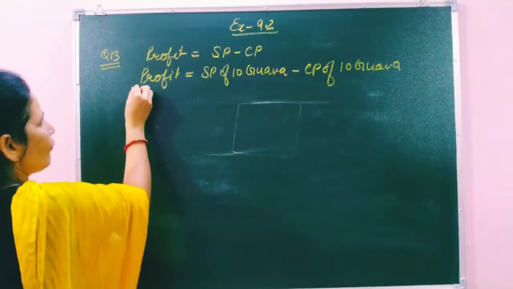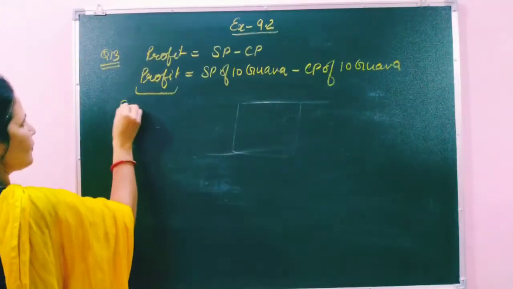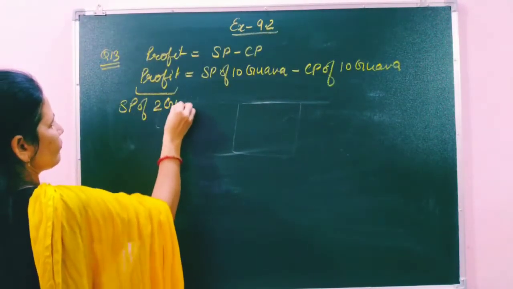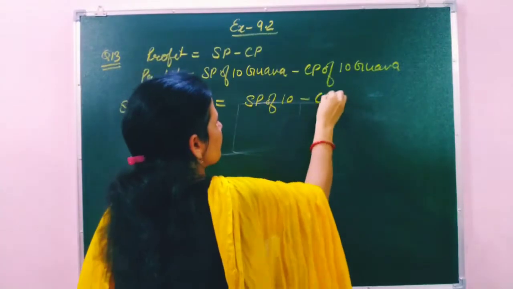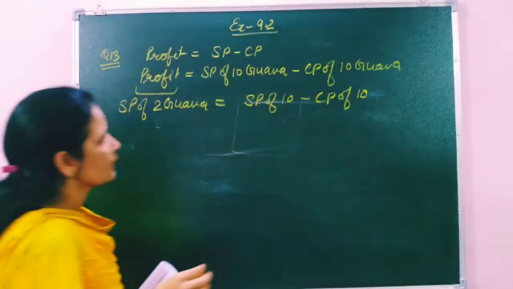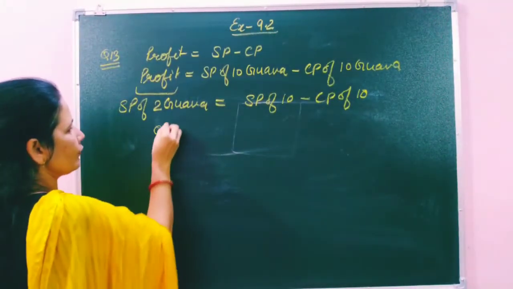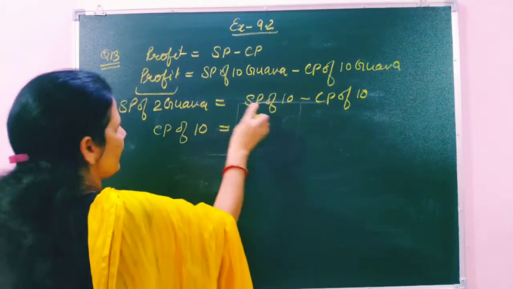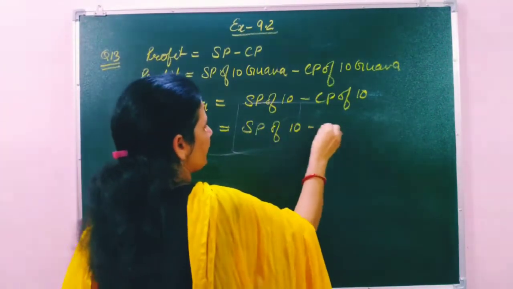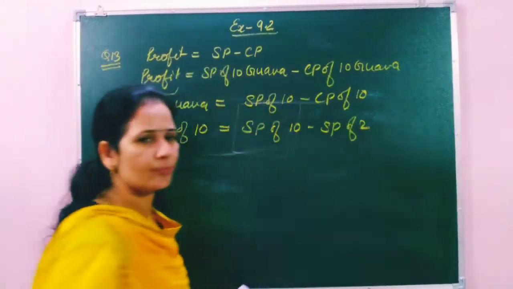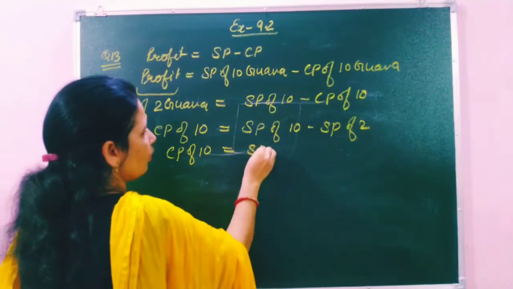Okay, and students, the profit they have given is equal to the selling price of 2 guavas. So instead of profit we can write SP of 2 guavas equals SP of 10 minus CP of 10. Now from here we will find the cost price. To find the cost price we will write CP of 10 equals SP of 10 minus SP of 2. Now CP of 10 equals SP of 8.